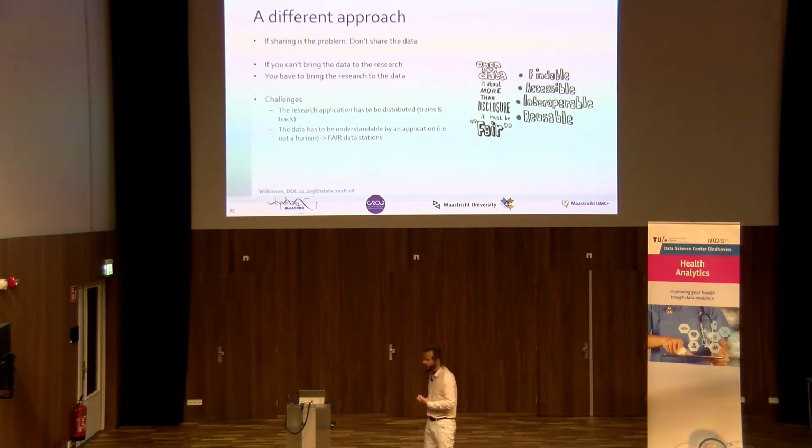It means that we have to make data findable, accessible, which doesn't mean open. Accessible means that there is consent, and you can do a lot of negotiations there. It has to be interoperable, very important, and reusable. So that's what's called FAIR. Those are the challenges that we work on.